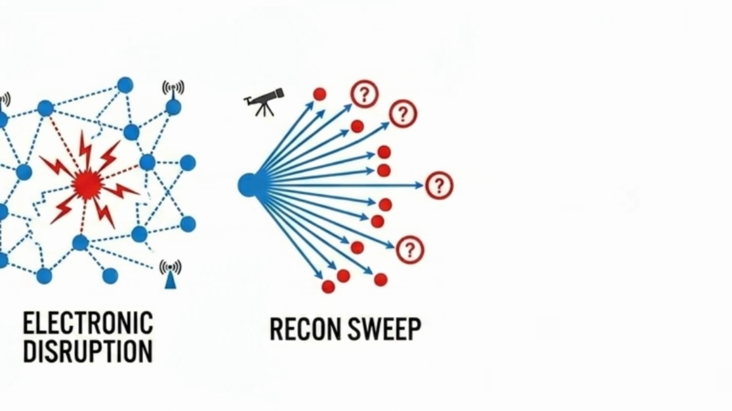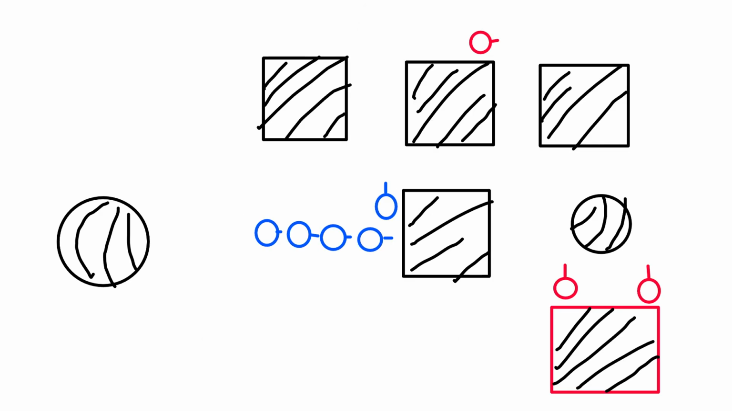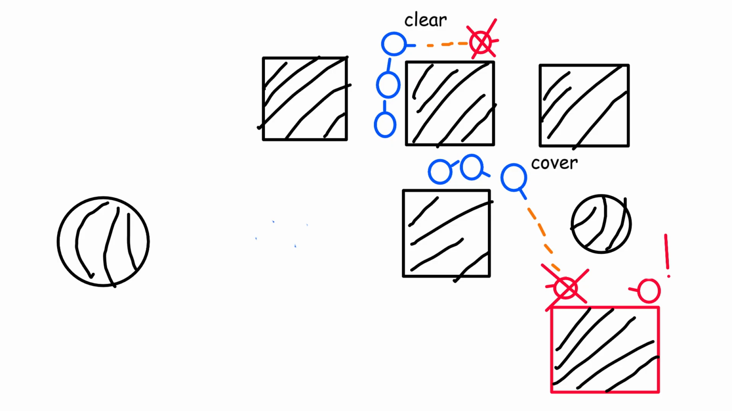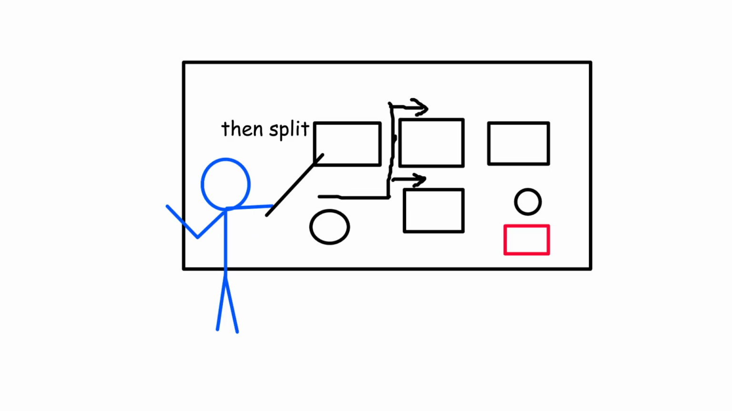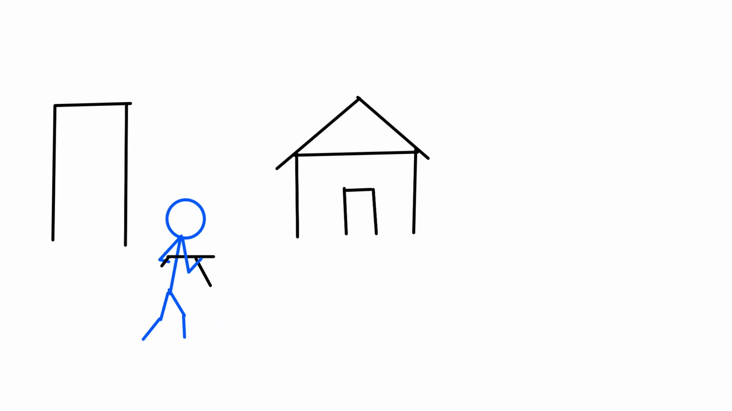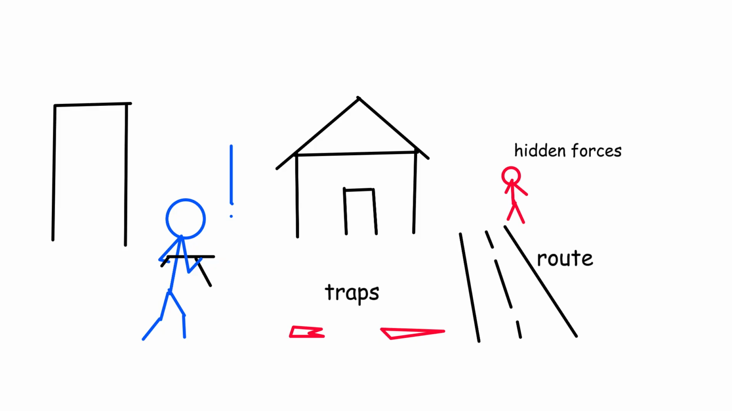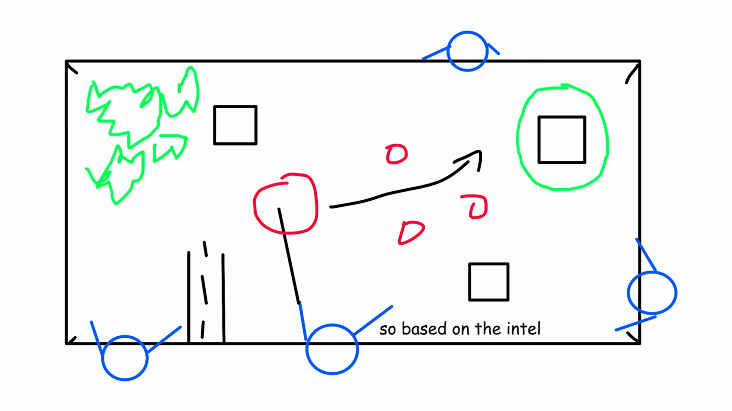Recon sweep. A recon sweep is a strategy where units move through an area to gather intelligence, clear threats, and confirm enemy positions. It is often used before larger operations to reduce uncertainty on the battlefield. Reconnaissance units play a key role in identifying traps, movement routes, and hidden forces. This strategy ensures commanders make decisions based on accurate and updated battlefield information.